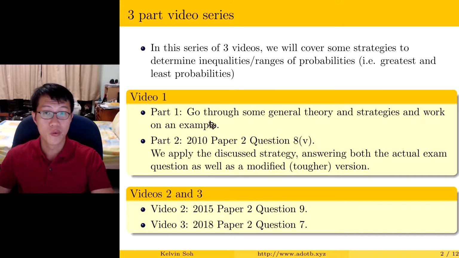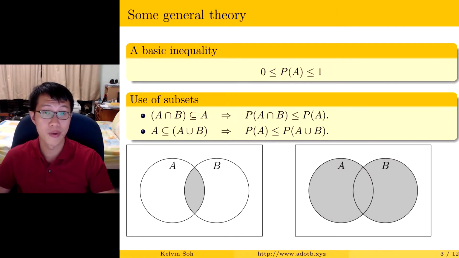In this video, we will go through some general theory about probability and discuss a few strategies where we can solve such questions. We'll work on an example together and then tackle the actual 2010 Paper 2 Question 8 Part 5. We'll be discussing both the actual examination question as well as a modified, slightly tougher version of the question. This slightly tougher version actually went on to appear in 2015 and 2018, and that is what videos 2 and 3 will cover. So let us discuss some general theory we can use to construct inequalities for probabilities.